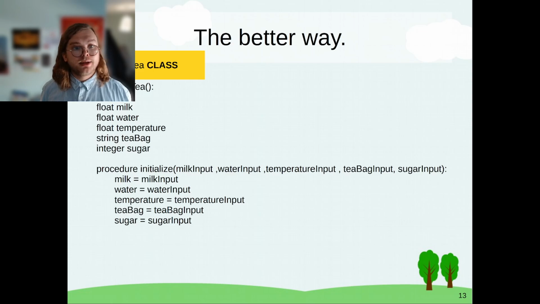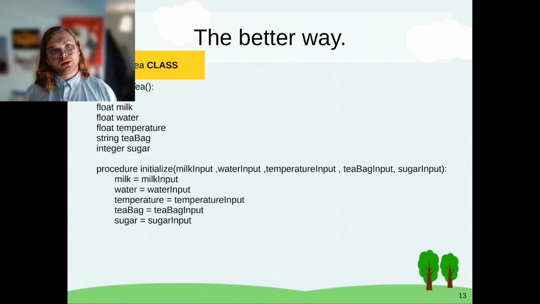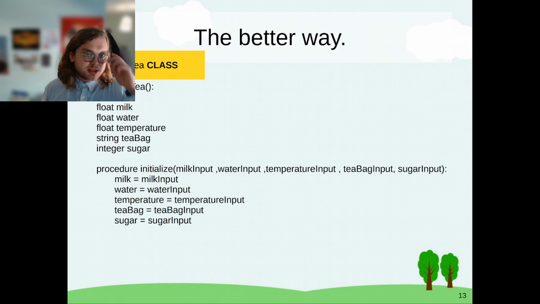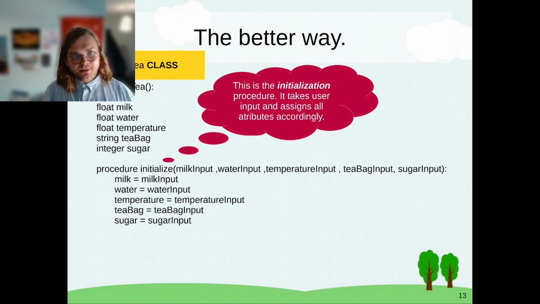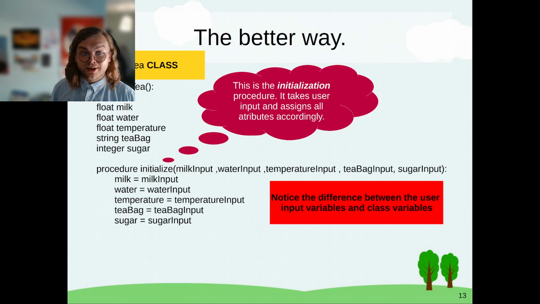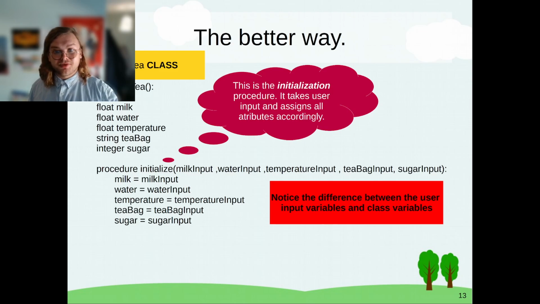Well, yes. Okay, so this is where we would talk about the initialization function. So, at the top here, it's all the same. We simply define our attributes, but then at the bottom, we create an initialized procedure, right? And then we have milk input, water input, temperature input, and so on and so forth. So, the thing to note is the difference between the user inputted variables and the class variables, right?